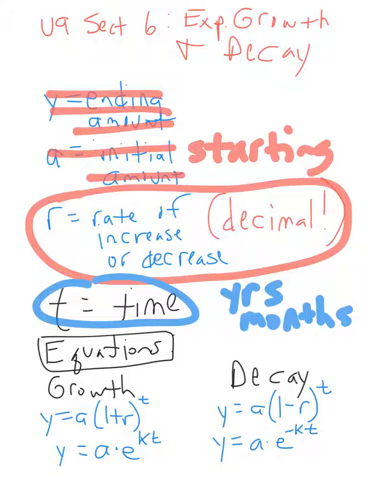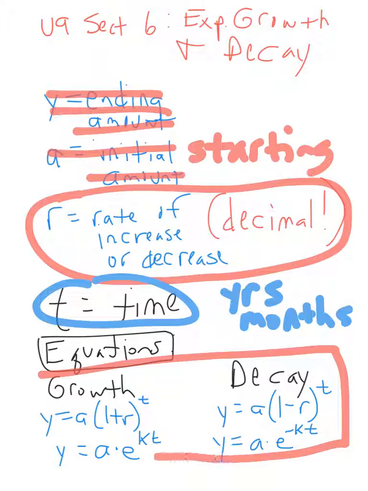Okay, so these are the general equations that I have on your blue reference sheet down here. Growth, and we've got two forms. Some of them deal with base e, and that's usually when it's a little more scientific. And then the growth is when we have y, the ending amount, equals A times 1 plus r, as a decimal, to the power of t.